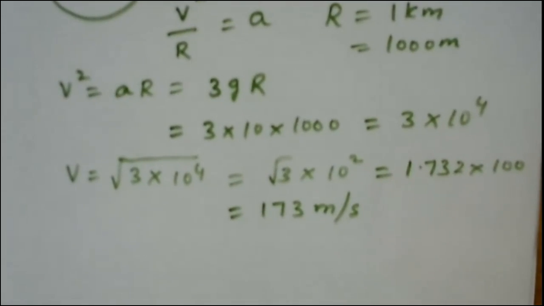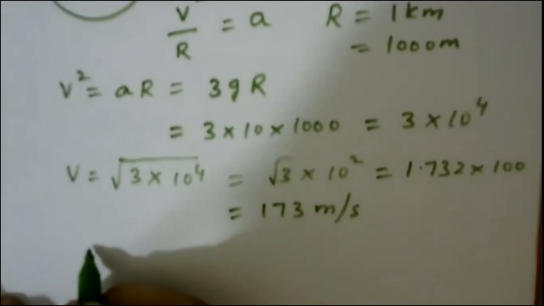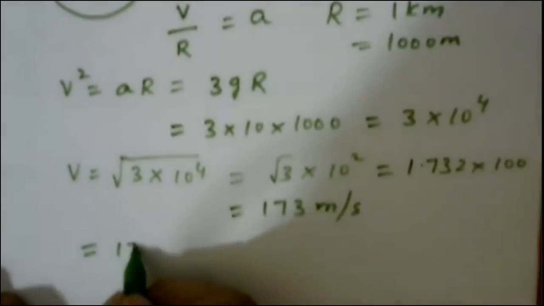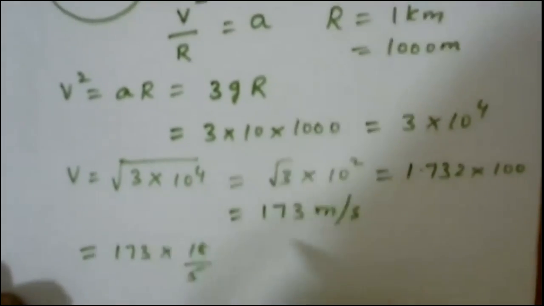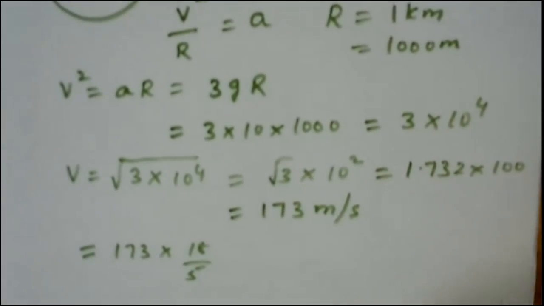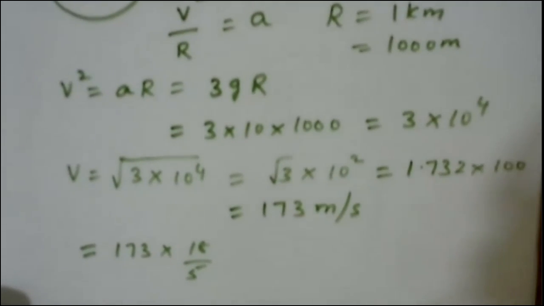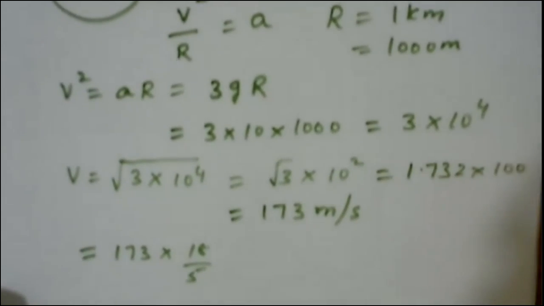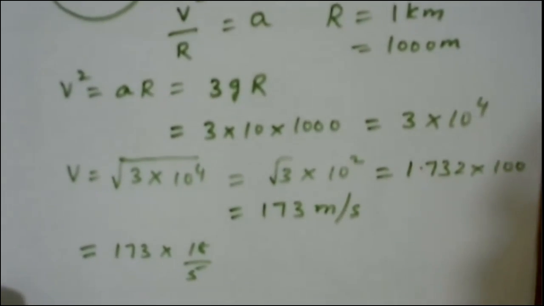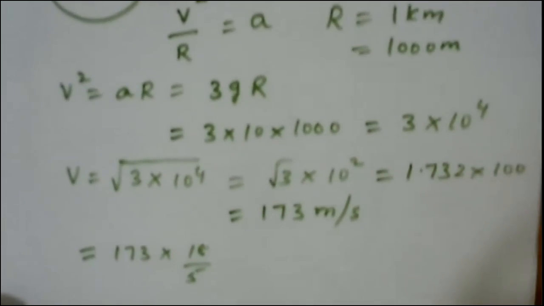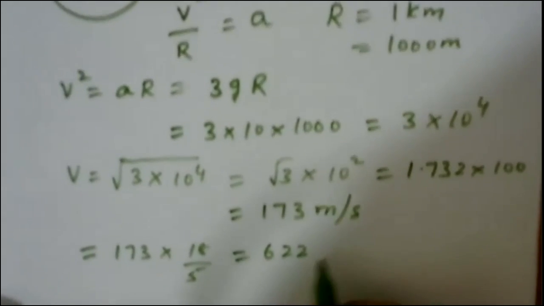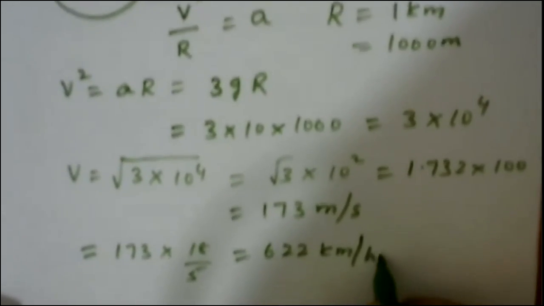Now, what will this value of 173 meters per second be? Let me find out. If I convert it into kilometer per hour, because that is the usual way of talking about it, we get 173 multiplied by 18 by 5, because meters per second can be converted into kilometer per hour by multiplying by 18 by 5. Using the calculator, I find that 173 divided by 5 is equal to 34.6, and this multiplied by 18 will give rise to 622 kilometer per hour. 622 kilometer per hour.